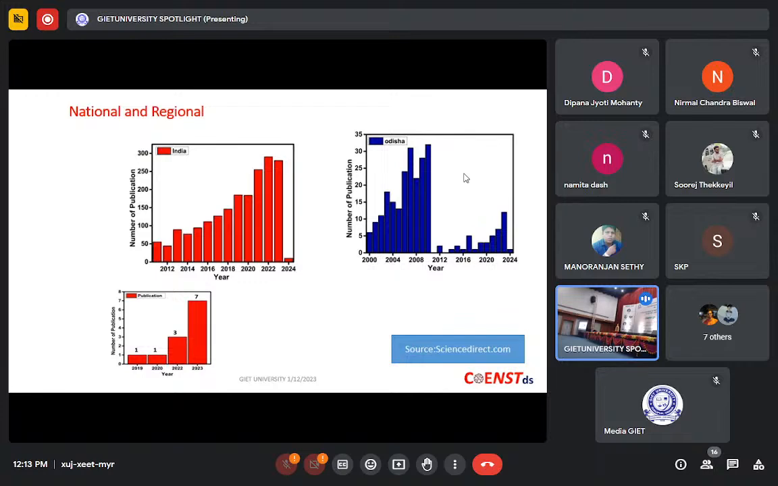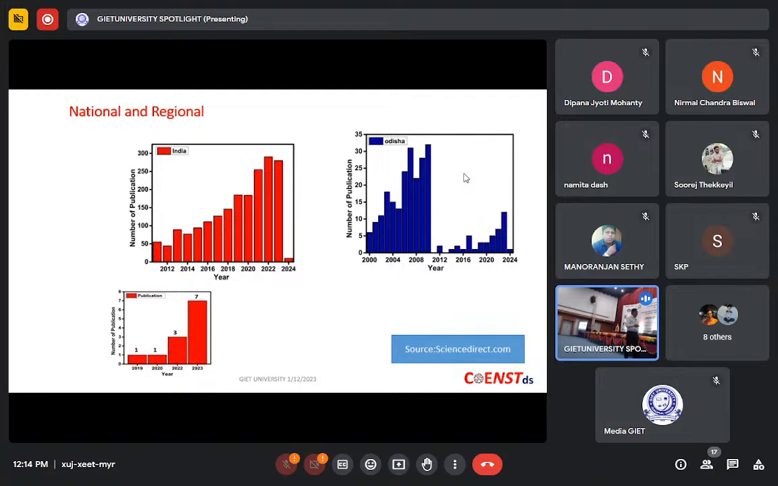This is the regional level publication for Odisha, and if you see here, the publication number somehow decreases during 2012 to 2016. I don't know the exact reason why there is a decrease in this period. Again, 2016 onwards there is a slight increase, and again there is a downfall in the number of publications. But after 2020, the number of publications is increasing, right? So this is the increasing trend.